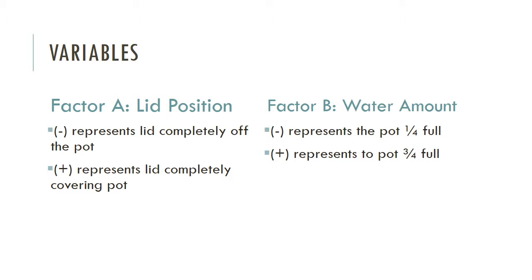So here are the variables explained. Factor A is the lid position. The negative represents the lid completely off the pot, and the plus represents the lid completely covering the pot. For factor B, we have water amount. The minus represents the pot being a quarter full, and the plus represents the pot being 3/4 full.